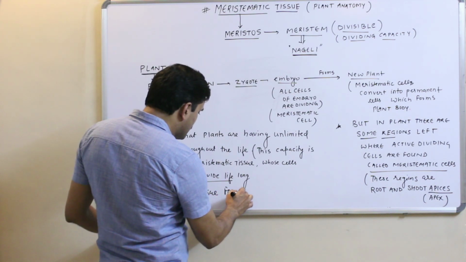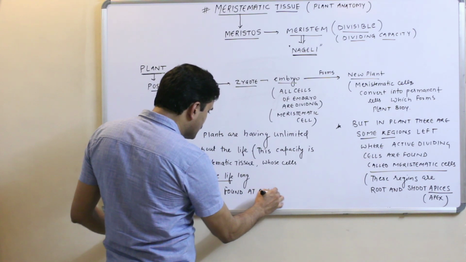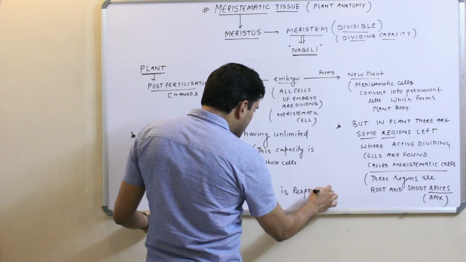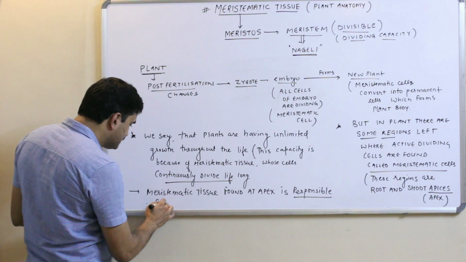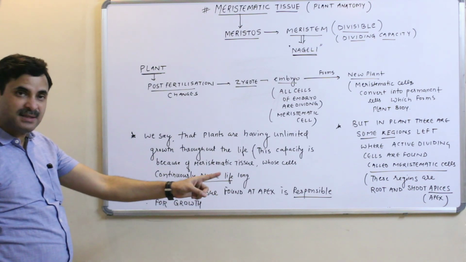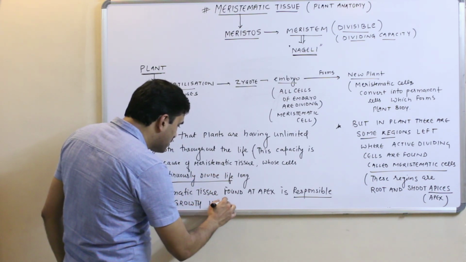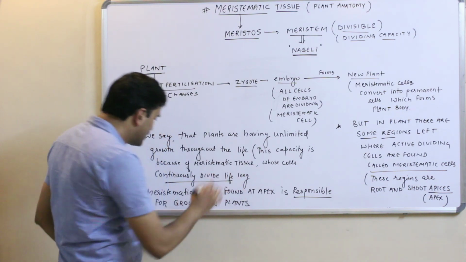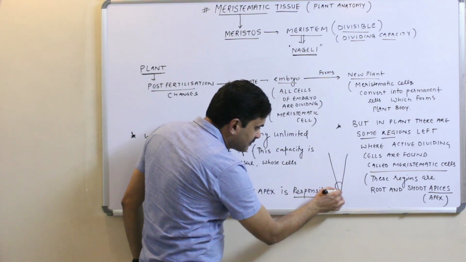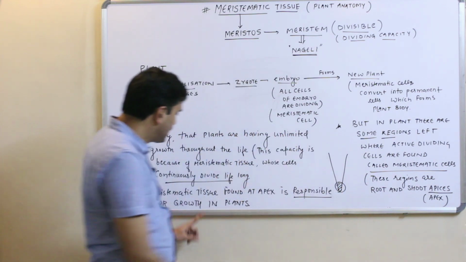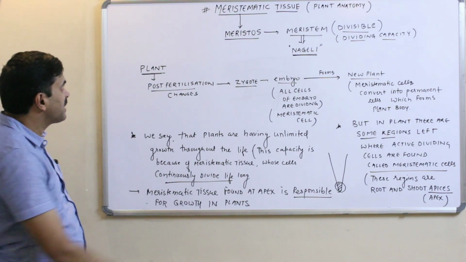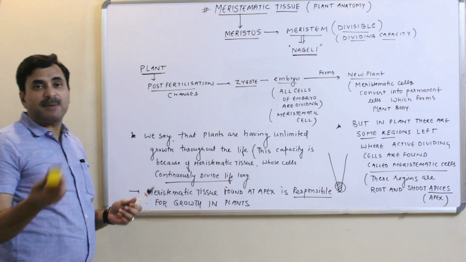Now, the meristematic tissue found at the apex is primarily responsible for growth in plants. Are you getting it? The meristematic tissue which is found at the apex, say if this is the apex, alright, then at this apex meristematic tissue is found and it is responsible for the growth in plants. Right? Now, which type of growth?